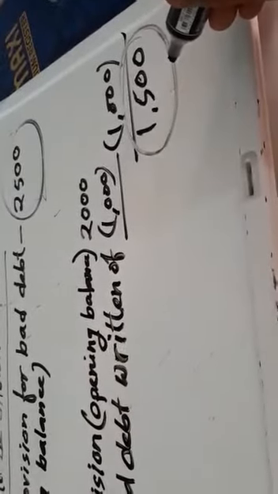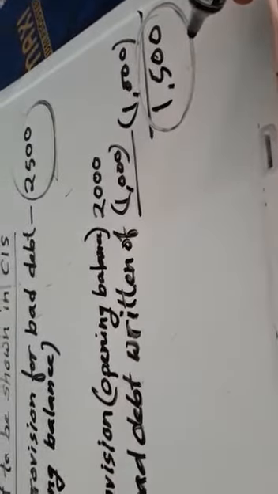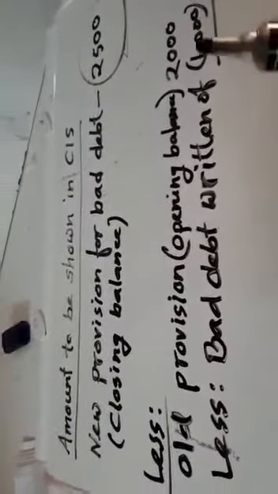That is, first you write the new provision for bad debt. From that you minus the old provision. Then from the old provision you have to minus the bad debt written off also. The balance will be deducted from the new provision, and whatever the balance is, that much you will show in the comprehensive income statement as an expenditure. It is our operating expense. Now, how will we show it in the financial position?